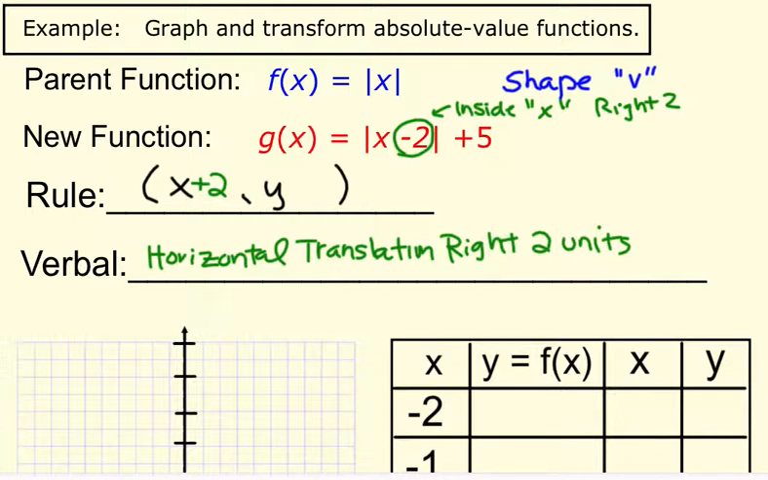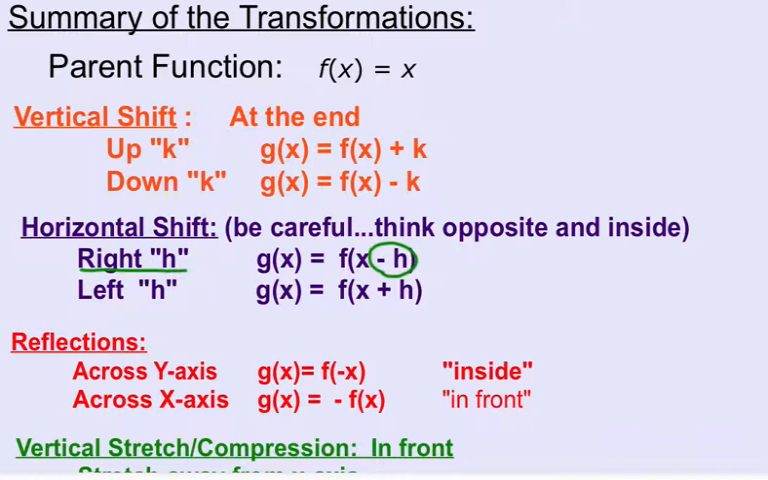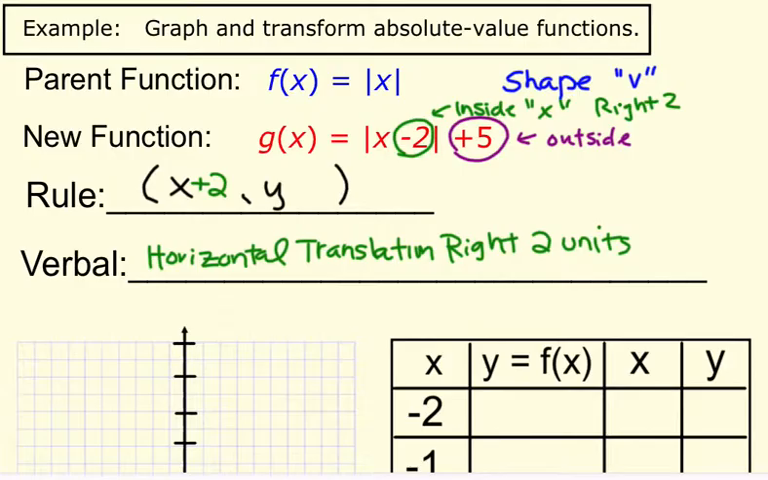Now I'm just going to change colors and identify this +5. And what happens with this +5? This +5 is what I say is outside the function, and it's a plus. So I'm going to go back to my purple slide. When there's a plus outside, it shifts our entire graph up k units. So in this case, it is 5 units. It's going to go on the y values, shifting the y values all up 5 units.